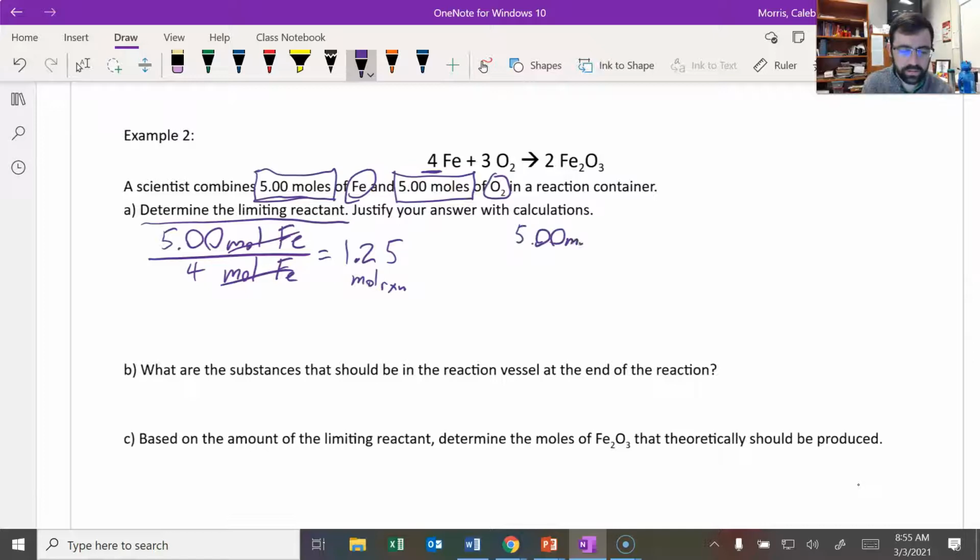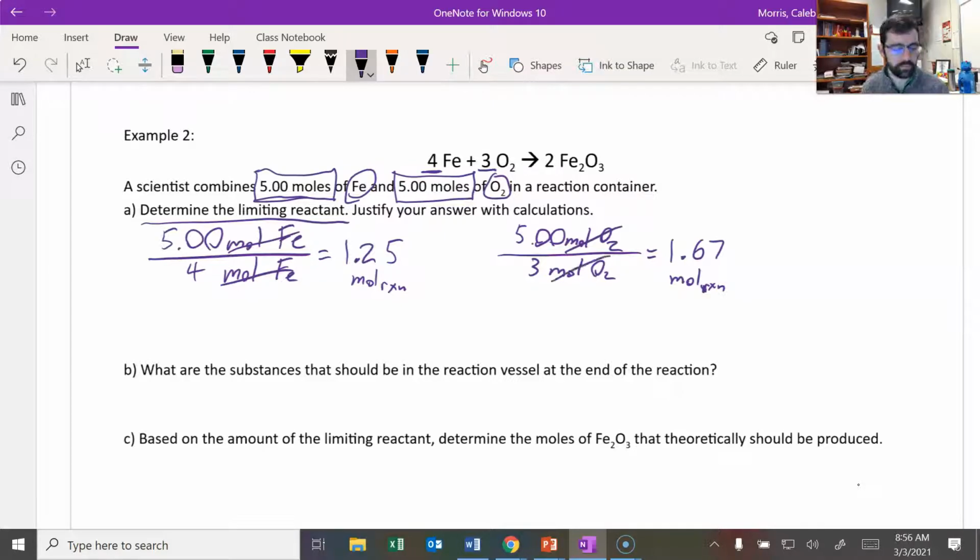5.00 moles of O2 divided by our coefficient for O2, which is 3 moles of O2. So 5 over 3, I get 1.67 to 3 sig figs. And again, if you want to write the units, it's moles of reaction, or you could say batches. But don't put moles of O2.